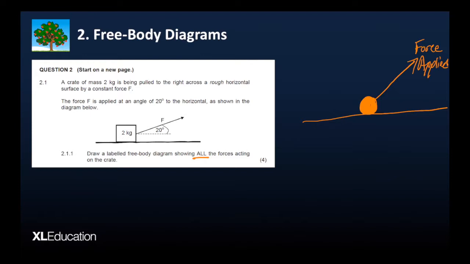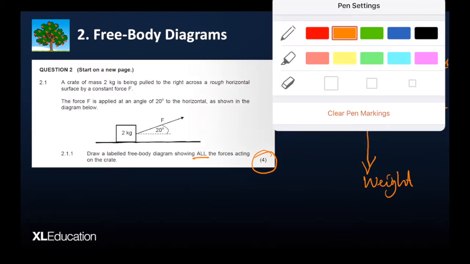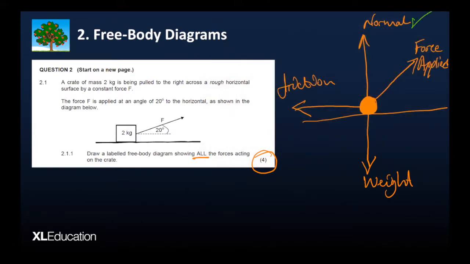As the object is resting on the surface, there is always weight, which is towards the earth's center. That is your weight. Then there is normal force, which is always perpendicular to the surface. Then if your object is moving to the right, you are going to have friction going to the left. What guides you on the number of forces required is the number of marks allocated. 4 marks are allocated to this question. Therefore, 4 forces are needed for you to score full marks.